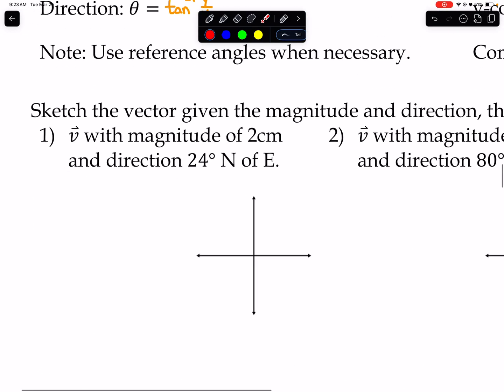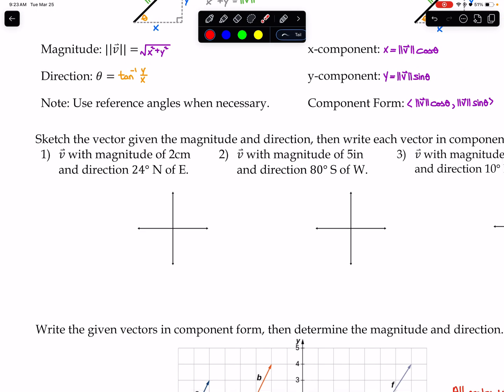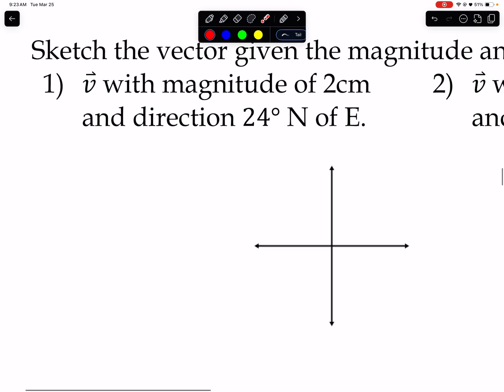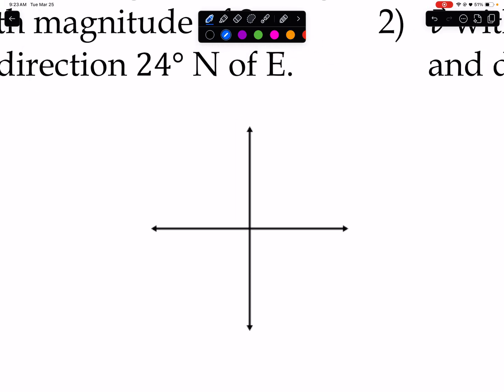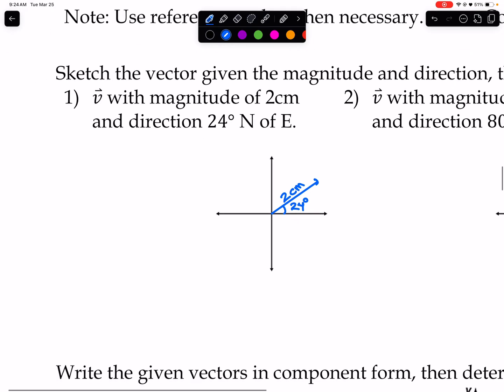All right, now we're going to put it all together. So we want to sketch the vector given the magnitude and the direction, and then we're going to write each vector in component form. So we have a vector v with a magnitude of 2 centimeters and a direction of 24 degrees north of east. So north of east tells me I'm going to go in the direction of east, and then I'm going to go north. And then the angle that's formed is going to be 24 degrees. And then I also know, based on the magnitude that they give us, that this is going to be 2 centimeters. So I want to be able to find the vector in component form.